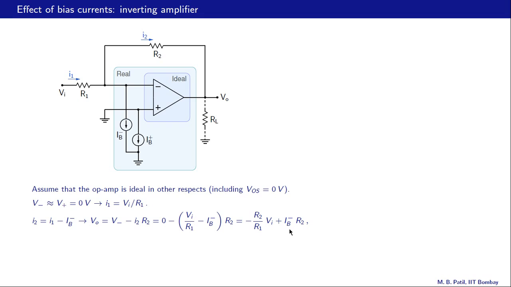Now IB minus is a constant, R2 is a constant, so therefore this term represents a DC shift in the output voltage. Let us see how large it is. Take an example. IB minus equal to 80 nanoamperes, R2 equal to 10K. So IB minus times R2 is 80 times 10, 800. Nano times kilo, that is micro. So we have 800 microvolts, the same as 0.8 millivolts. So that is the DC shift we will expect in the output voltage in this example.